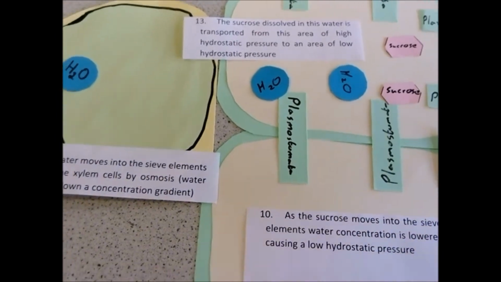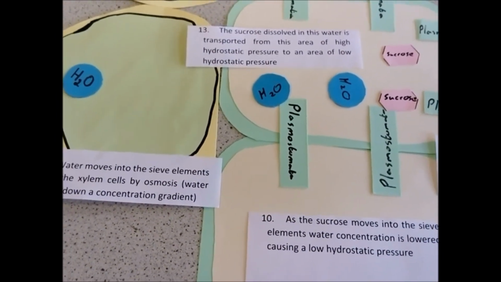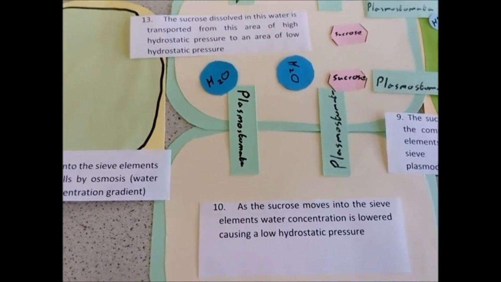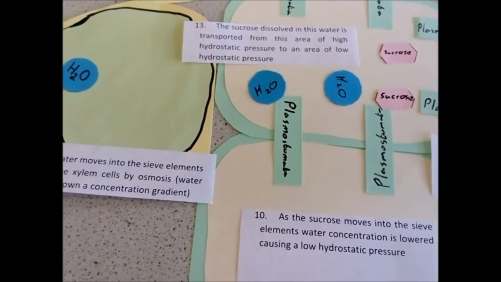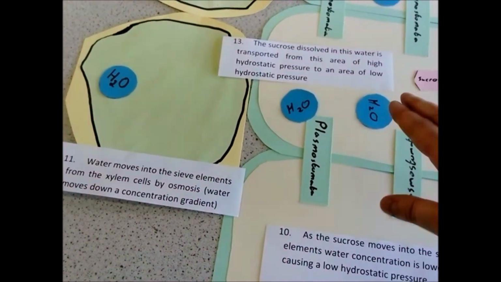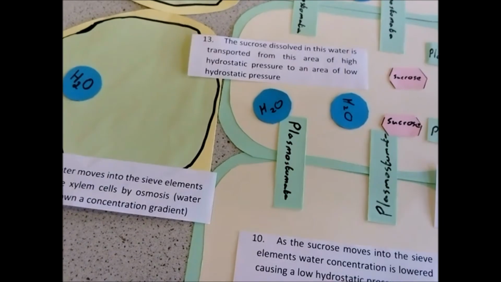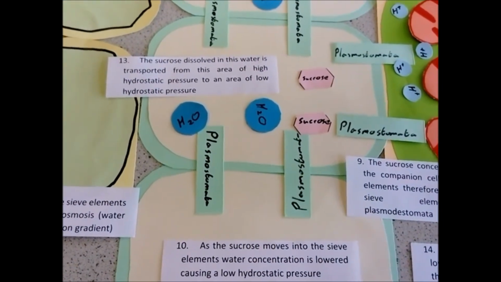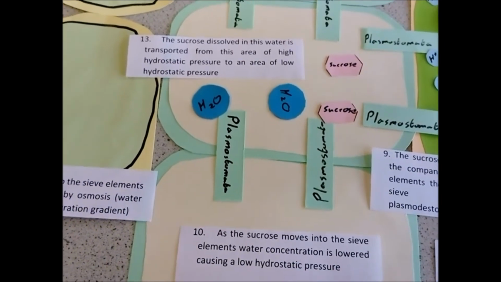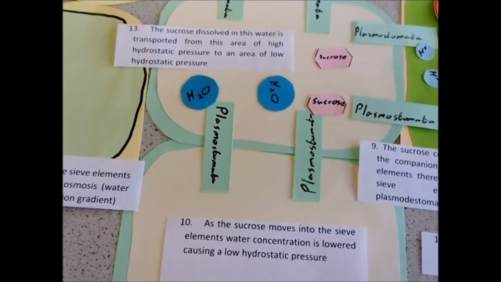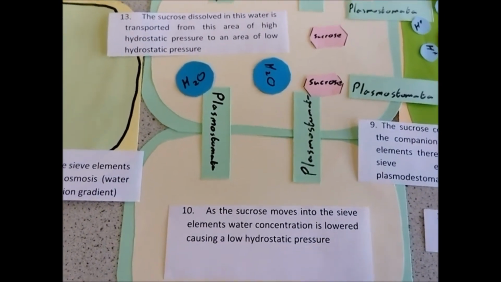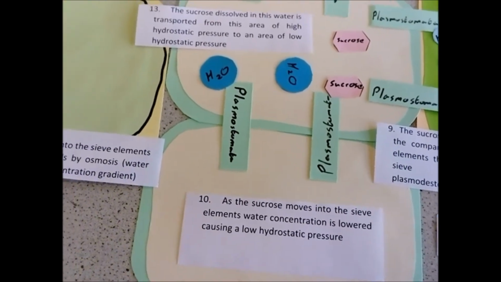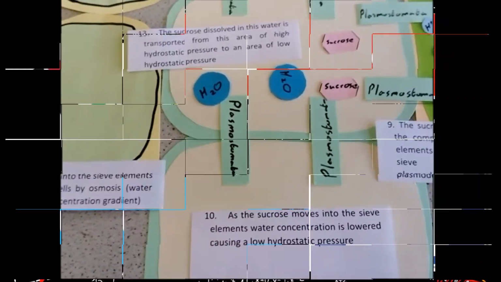So once the hydrostatic pressure decreases at the sink, the water will diffuse out of the phloem sieve element into the sink, so somewhere like a root. That will carry the sucrose with it, and the sucrose will be stored in those sink areas.